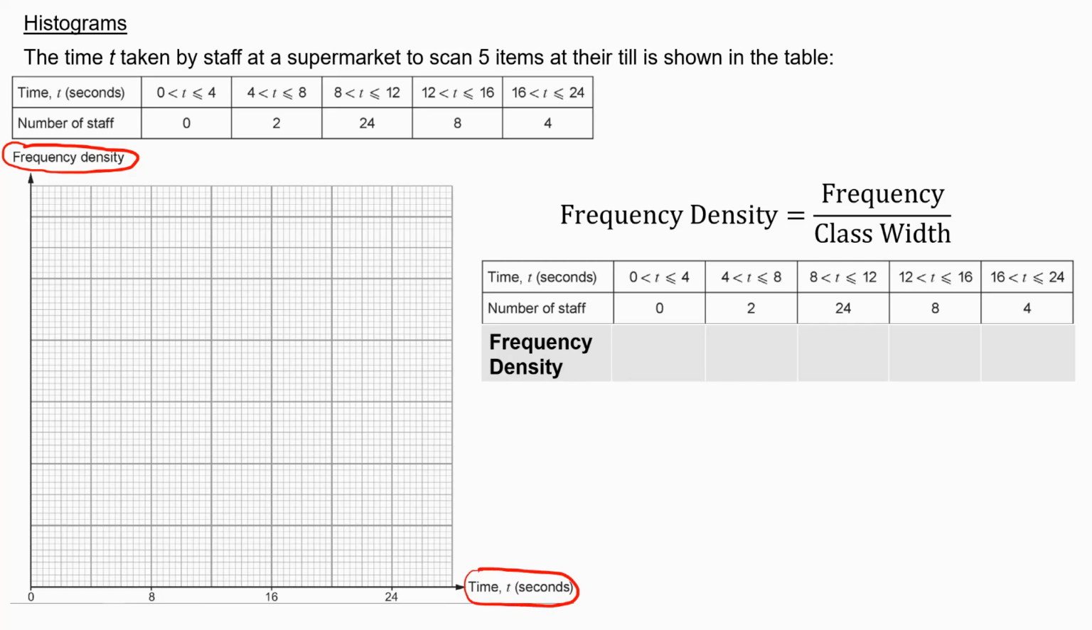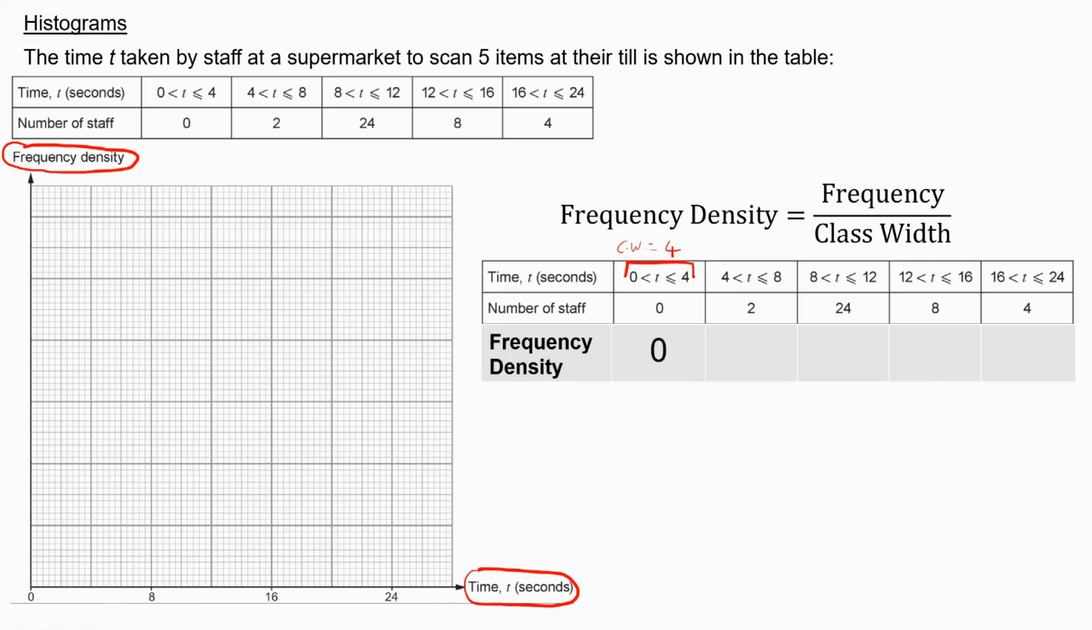To draw my histogram, I'm firstly going to fill in my frequency density table. So between 0 and 4 seconds, the class width is 4 take away 0, which is 4, and the number of staff, which is frequency, is 0. So to work out the frequency density, I just do 0 divided by 4, which is 0.